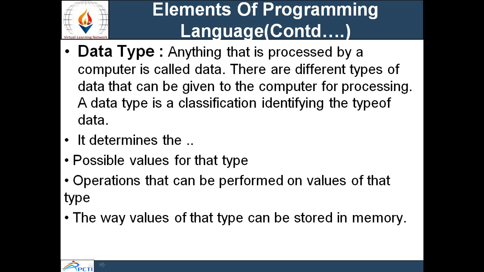Data type. Anything that is processed by a computer is called data. There are different types of data that can be given to the computer for processing. A data type is a classification identifying the type of data. It determines the possible values for that data, operations that can be performed on values of that type, and the way values of that type can be stored in memory. In each programming language, there are some primitive data types.